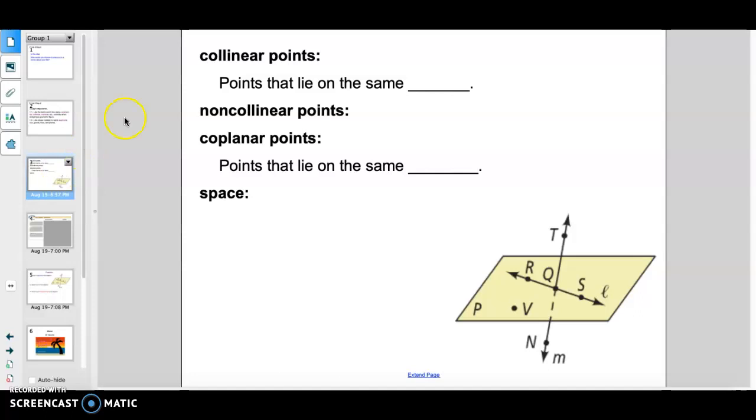So collinear points are points that lie on the same line. Think about in algebra, when we talked about a linear line, it was a straight line on a graph. So if they're collinear, that means they're points on the same line. If they're non-collinear, non is like no, and linear is the line. So these are points that are not on the same line.